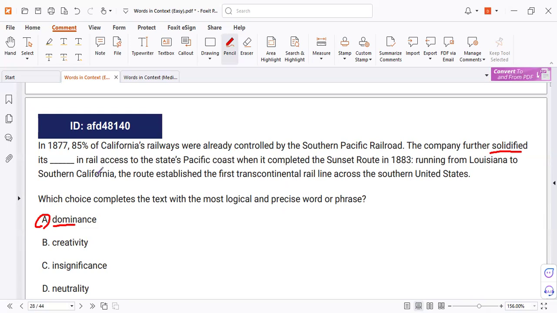How? In real access to the state specific cost when it completed running from. So she did it. And look, the railways were already controlled. Dominance again. And yes, after the comma, an explanation for what happened, so established. So she did it.